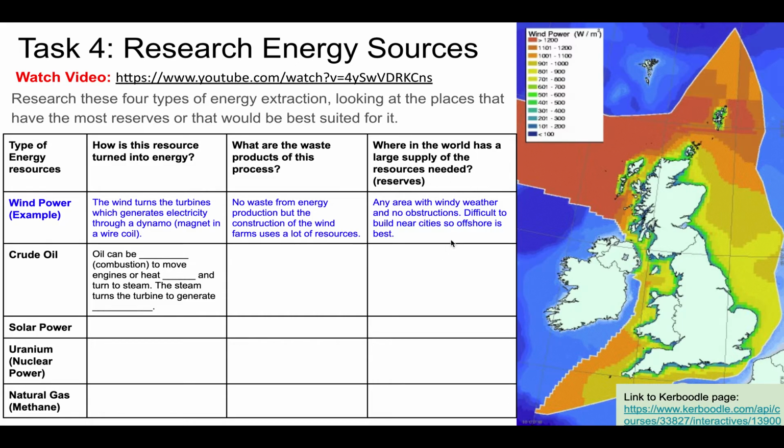And then I want you to think about where in the world has a large supply of these resources. Okay, now that might be, if we're talking about something like oil, where has got lots of that stock reserved or left still to be taken out. Or if we're talking about something like wind, which is a renewable resource, where are the best places in the world to get that? So if you want to think about the Sahara versus the UK, well, which one is going to be better for solar power?